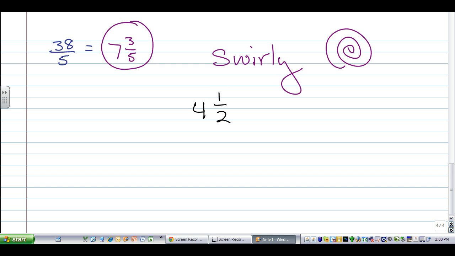The way you give it a swirly is you're going to do math in this direction. You're going to swirl it clockwise. So you take the denominator and you multiply it by the integer. 2 times 4. Then you take that answer and add the numerator to it. 2 times 4 plus 1. 2 times 4 is 8 plus 1.